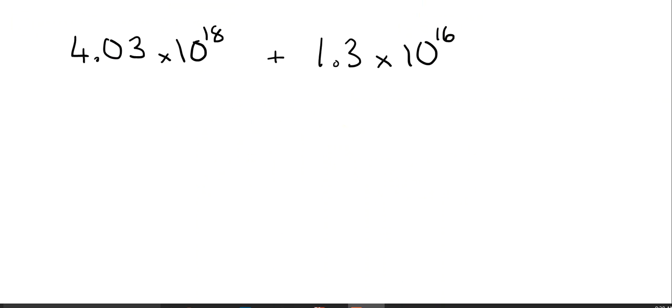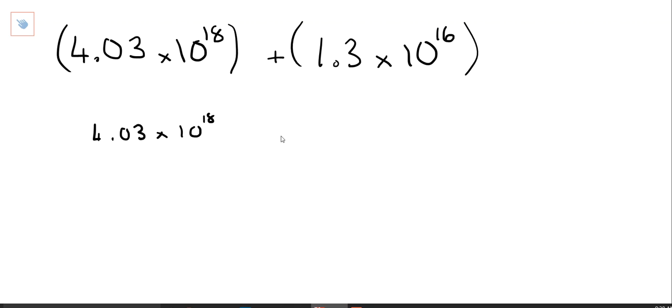Okay, recording. So, we're going to do this one. They're not to the same power of 10. So we're going to have to change it. Which one would you like to change? Gabrielle? Which one? The first bit or the second bit? The second bit. Okay, so we're going to have 4.03 times 10 to the power of 18, and we're going to add, well, this will be 1.